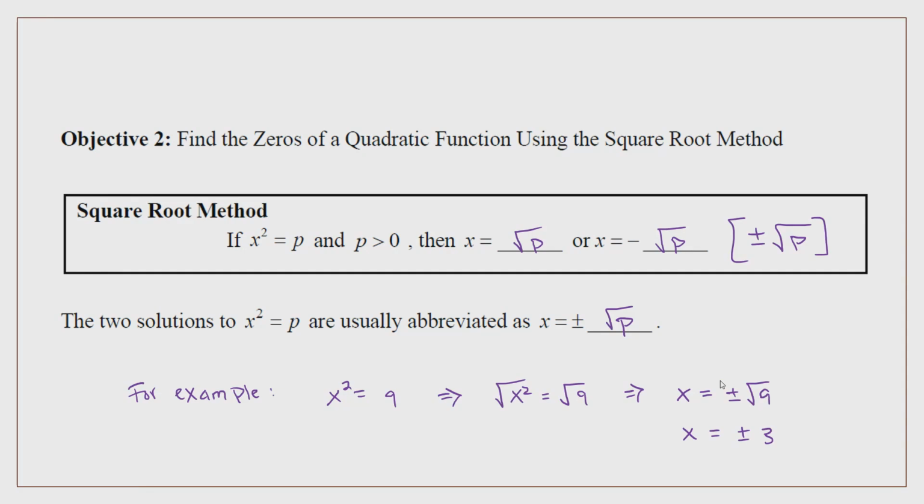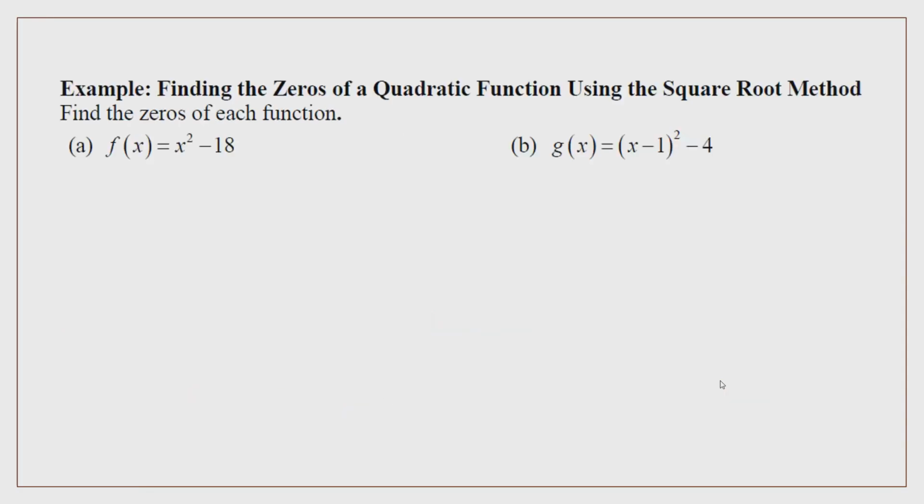So we're going to now apply this to solving for a quadratic function. So we want to find the zeros of each of these functions. The first thing that we want to do is set our function equal to 0. So we're going to set f of x equal to 0. So then x squared minus 18 equals 0. We want to get x by itself. That's what we're solving for, the unknown variable. So we'll add 18 to both sides.